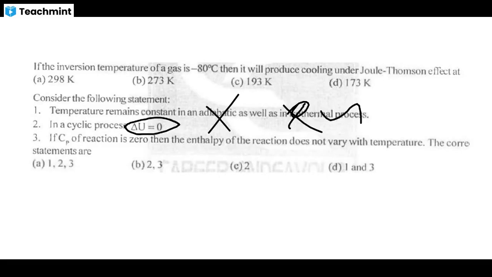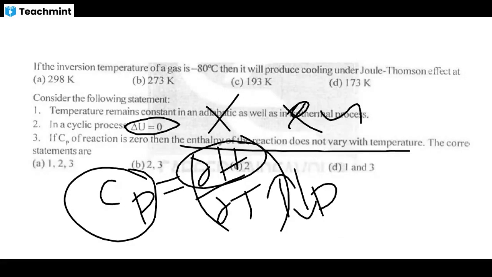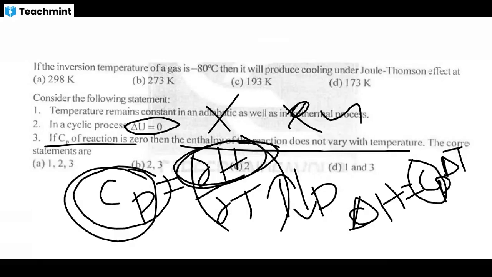If Cp of a reaction is zero, then the enthalpy of the reaction does not vary with temperature. Correct. What is Cp? Cp equals delta H divided by delta T at constant pressure. When Cp is zero, the enthalpy does not change. That is the concept: the enthalpy does not vary with temperature, whether the temperature increases or decreases. Another form is delta H equals Cp dT. Cp is zero means the enthalpy does not vary with temperature. So 2 and 3 are correct, and that is the correct option.